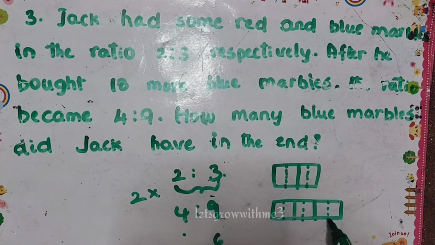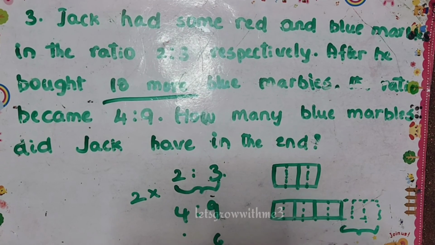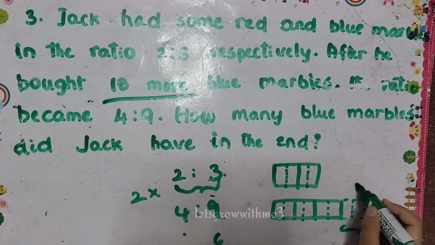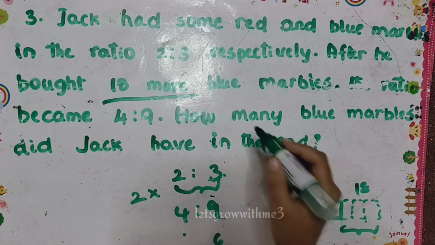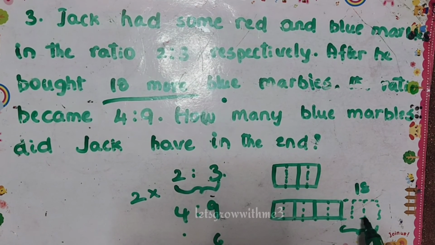So how many units are increased? 3 units are increased. So 3 units is equal to what value? 18 marbles. Now we got the clue. Whenever you add something, how many units are increased? 3 units. So 3 units is equal to 18 marbles. If 3 units is equal to 18 marbles, then how much is 1 unit? If we get 1 unit, we can find any value. So 1 unit is equal to 6 marbles. Now we got the 1 unit value, which is 6 marbles.